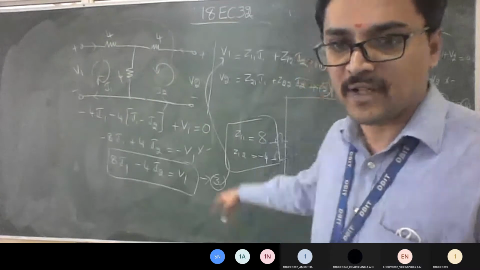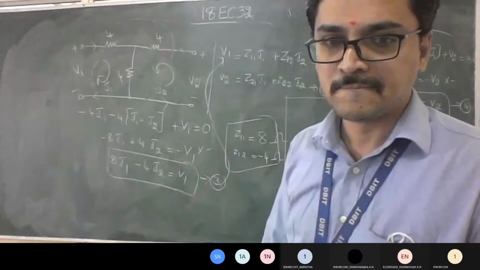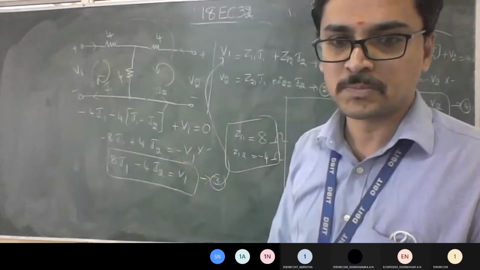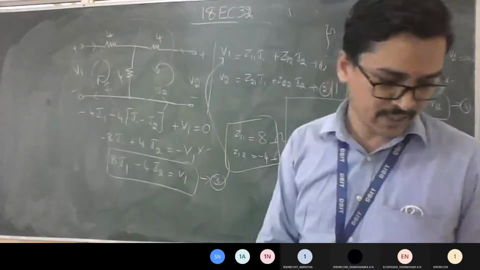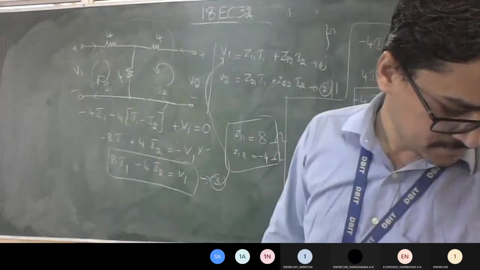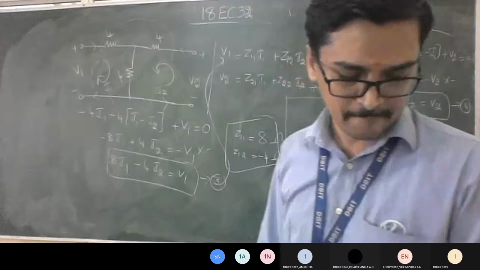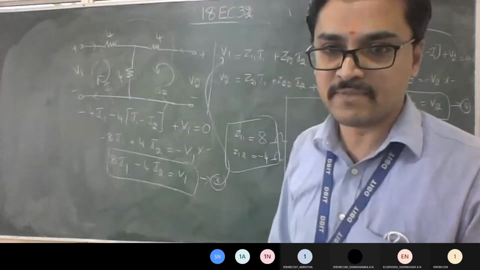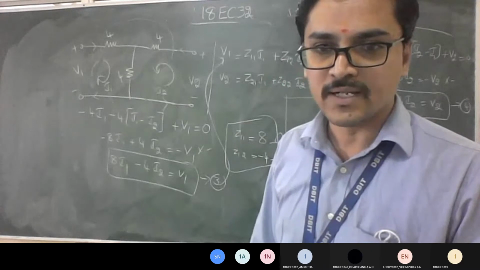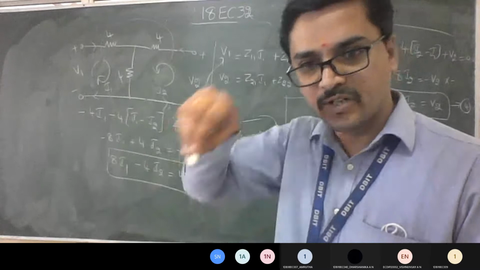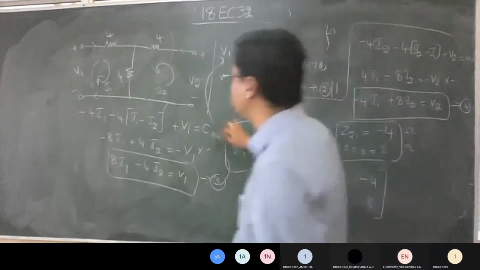I hope everyone got how to solve for the Z parameter in this simple problem. Is it fine till here? If it is fine, let me increase the complexity. Let me give a three mesh problem for the same Z parameter. Shall we proceed? Okay, so go with the next problem.